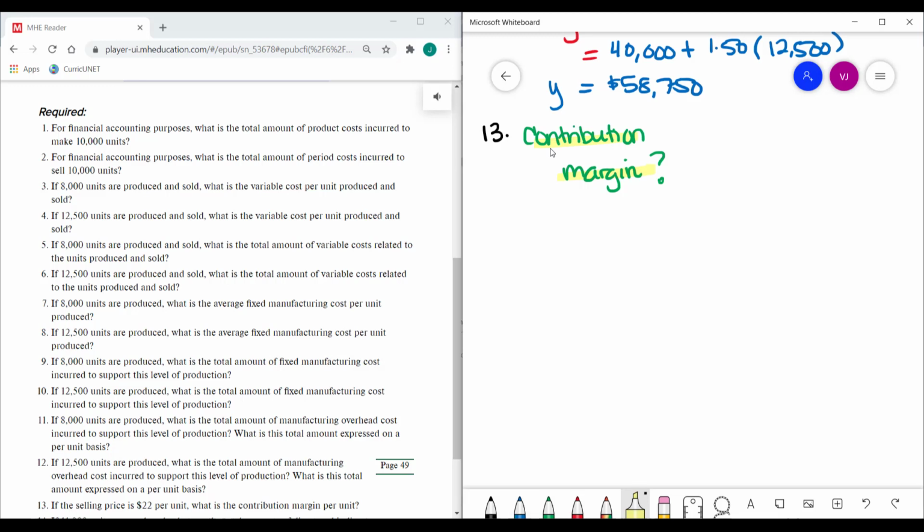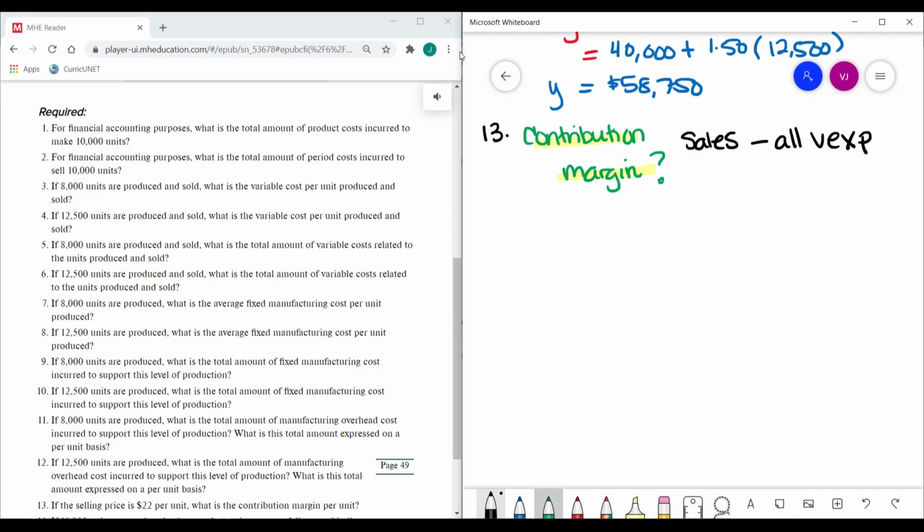Your contribution margin can be calculated per unit and in total, but essentially, if we're talking about it in total dollars, it's what's left over of your revenues, of your sales, after you subtract out all of your variable costs. So in other words, it's what is left over from revenues to cover those fixed costs. It's going to be your sales minus all of your variable expenses.